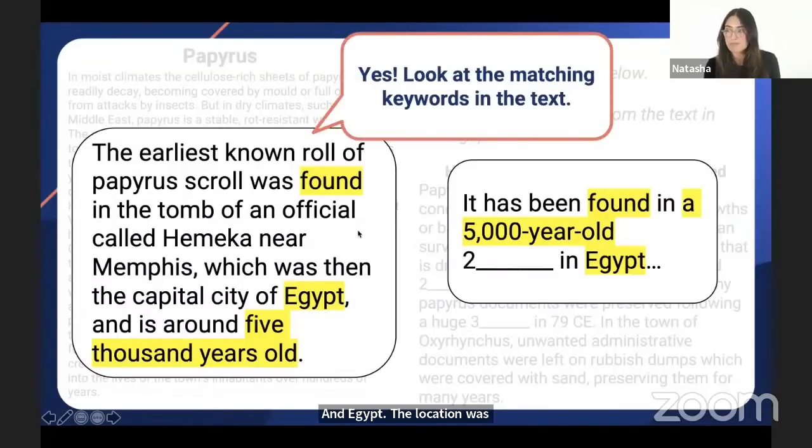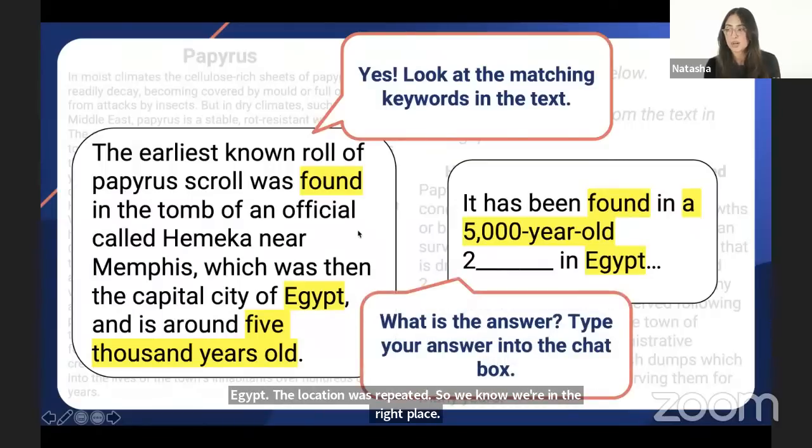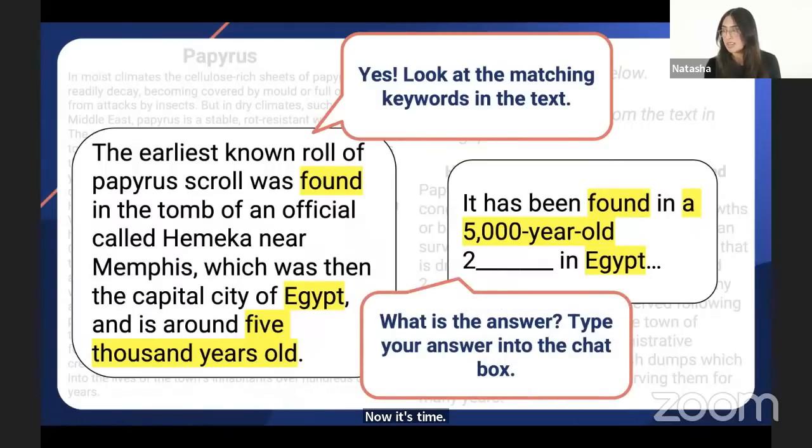Now it's time to figure out the answer. Let us know right now, what is the correct answer in the chat box? So I've seen a few people answer Memphis. Have a think again about what is 5,000 years old. You need to read here closely.